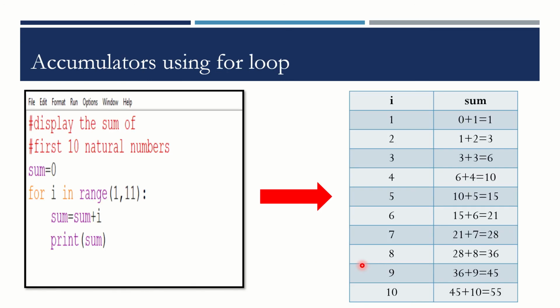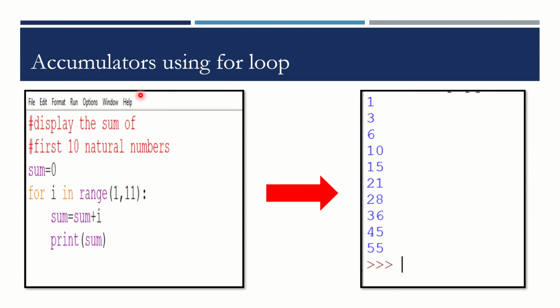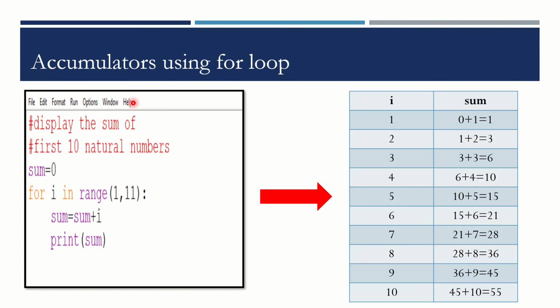Let us see how we can use the for loop to accumulate values, that means to store values. Now, I want to display the sum of the first 10 natural numbers. So, here I am taking a variable sum and I am giving it the initial value as 0. I start with my for loop, for I in range 1 till 11. Since I want to take the first 10 natural numbers, I am taking from 1 till 11. So 11 is never included.